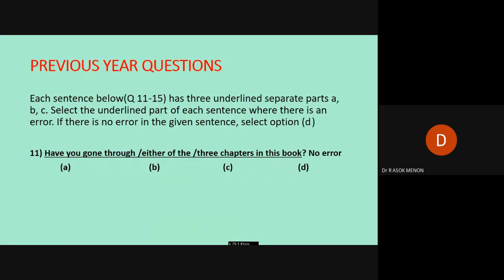See here: have you gone through either of the 3 chapters in this book? In this particular case, we know there are 3 chapters in this book. That means there are more than 2 chapters. So when there are more than 2, we don't say either. Instead, we say: have you gone through any of the 3 chapters in this book? When you have 2 chapters only, we say either of the 2 chapters. When you have more than 2, we say any of the 3 chapters.